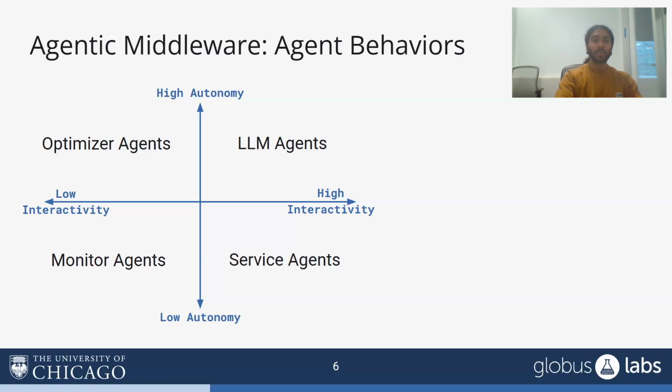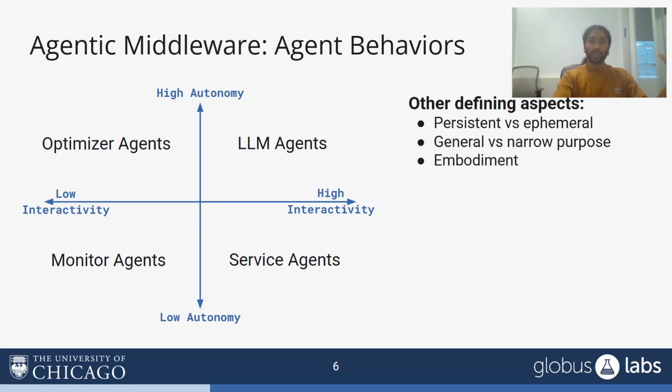We have these low interactivity agents with high autonomy, things like optimizers that can reconstruct your workflow based off of what's happening, but don't take input or are just given a goal. We have these service agents that have high interactivity, but low autonomy. And then at the other end, we have the LLM agents, which is, I think, what is most well supported. But in order to build effective scientific applications, we think we need to support all of these.